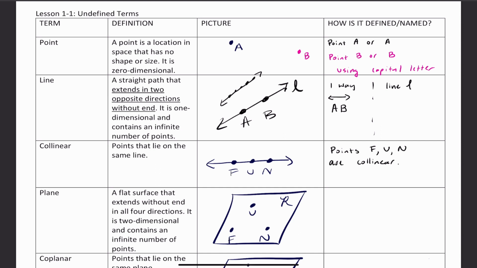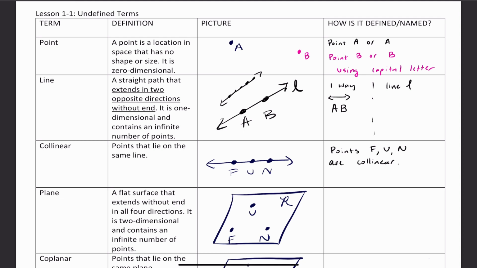Let's take a look at what a plane is. A plane is a flat surface that extends without end in all four directions. It is two-dimensional and it contains an infinite number of points. How I think of a plane is like a flat piece of paper. It extends in all four directions, meaning that you can go up and down as well as left and right. And just like when you're playing Pokemon Yellow or Pokemon Emerald, that game is a two-dimensional game where you can control the character with your arrows up and down, left and right. So that's what a plane is.